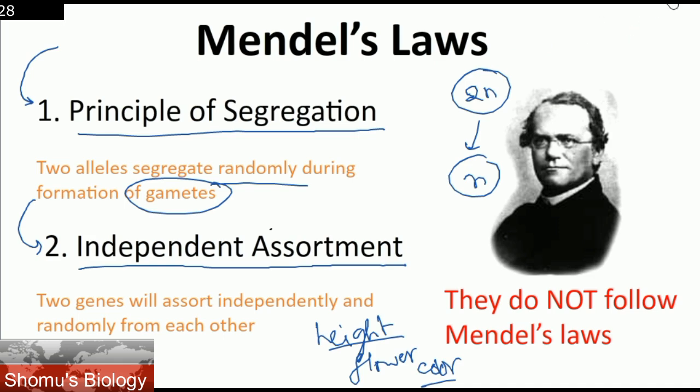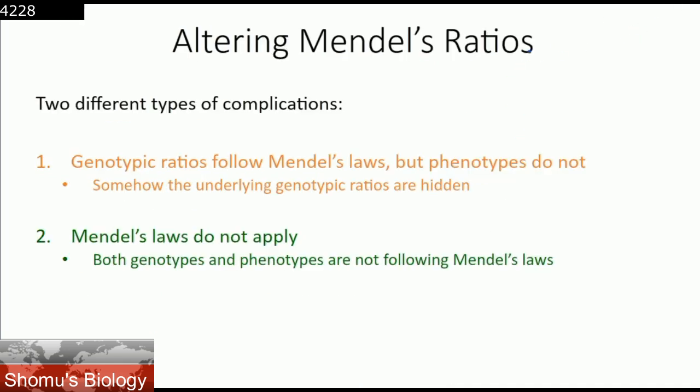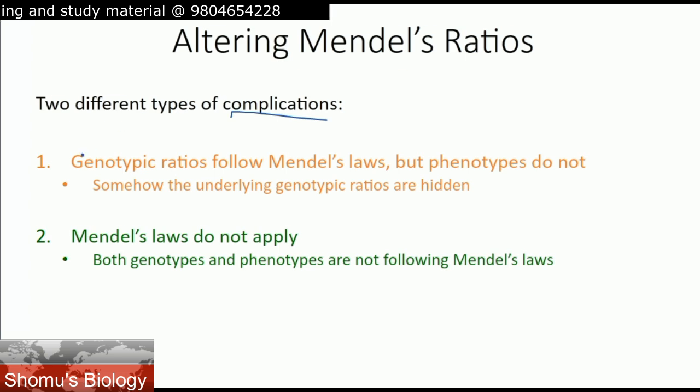Now let's talk about this set of Mendel's ratios. Whenever we will talk about the different phenomena of genetics, every phenomenon where these ratios are maintained is known as Mendelian inheritance. Okay. And in any place where these ratios are not maintained, we call it non-Mendelian inheritance. Okay. So our concern is mostly this non-Mendelian genetics, because two different types of complications are there which are away from the Mendelian ratio. One of them is where genotype ratios follow Mendel's law, but phenotypes do not.